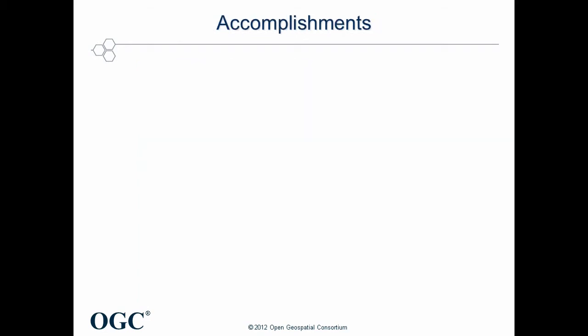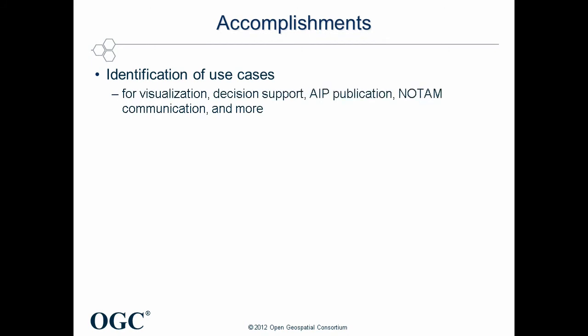What accomplishments were made in the process of creating the extension? At the beginning, common use cases in the aviation domain were identified. Different areas of application were examined, among them visualization, decision support, AIP publication, and NOTAM communication. Next, technical requirements were derived from the use cases and mapped to web feature service requests.